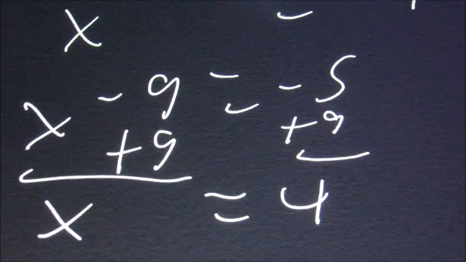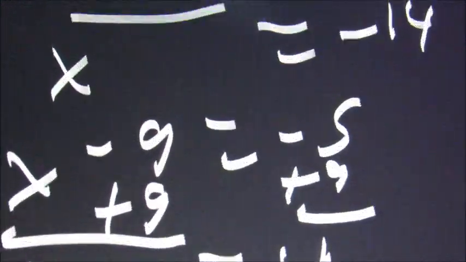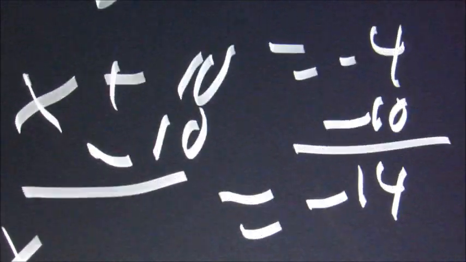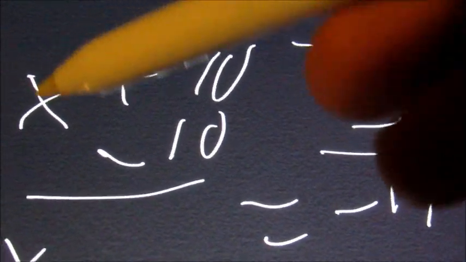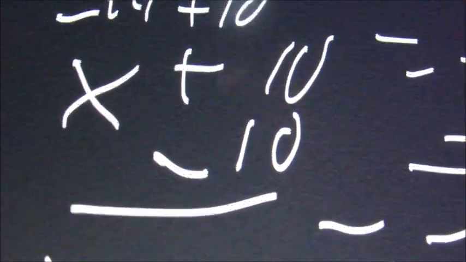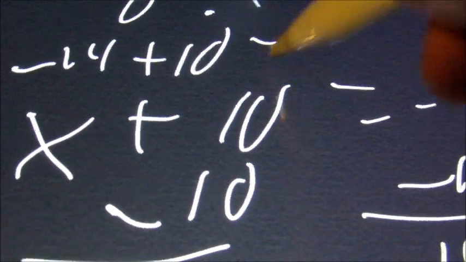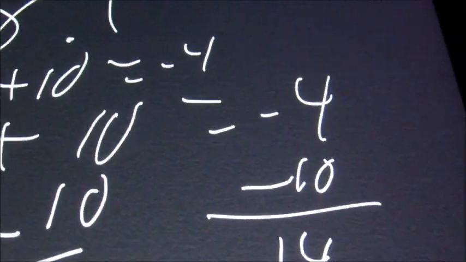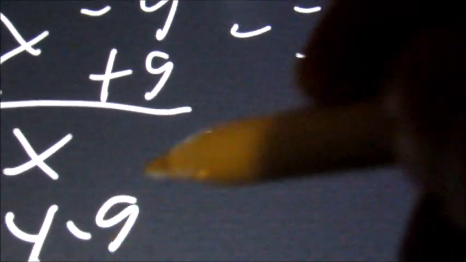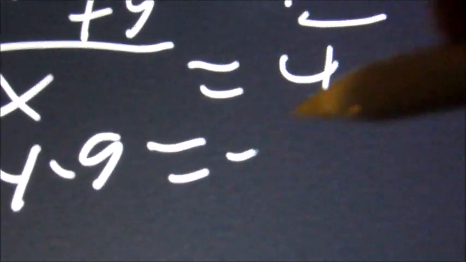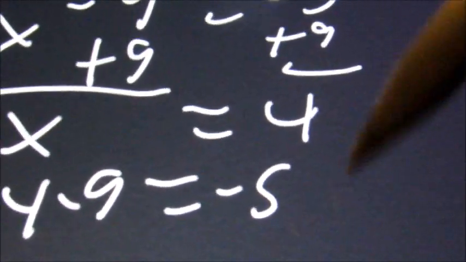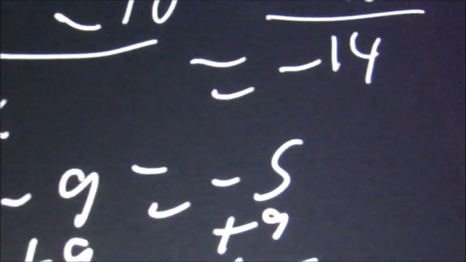Now if we ever want to check to see if our answers are right, we can just plug our x into the original equation and see if everything works out. So here we'd have -14 plus 10. And -14 plus 10 does equal -4, which is what we started with. Here, if we put the 4 in for x, 4 minus 9 equals -5, because it's 9 minus 4. Keep the sign of the 9, it's -5, and that's what we started with.